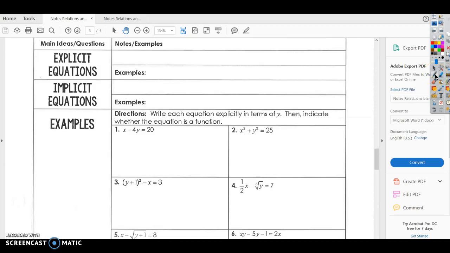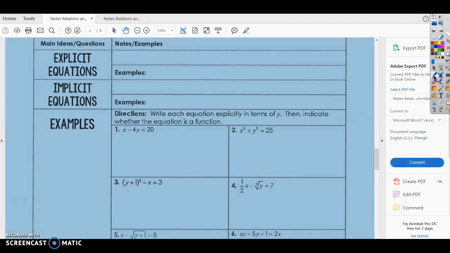Hey guys, we're going to talk about explicit equations and implicit equations right now. So, an explicit equation is an equation solved for a specific variable.